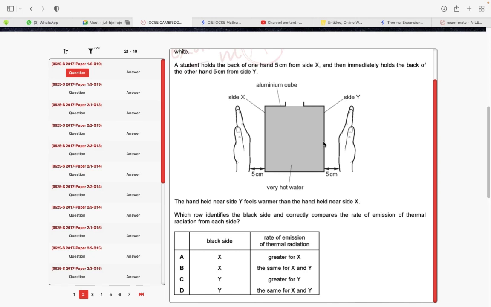Yeah, got it. And if that is so, then the rate of emission of thermal radiation is greater for Y. Okay, I will never forget this question. If they bring it on the exam, I will know the answer straight away. It's not even confusing, it's just we are careless. No, I was just confused because the white reflects. So I was like, where does the heat go if it reflects? Yeah, I get it.